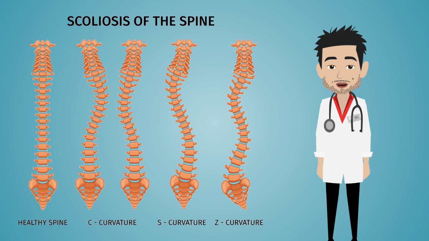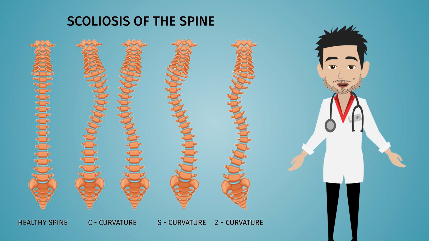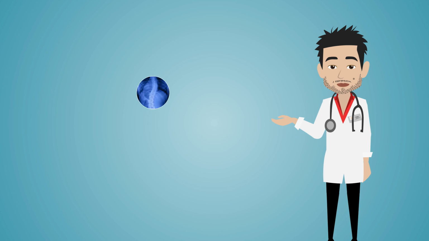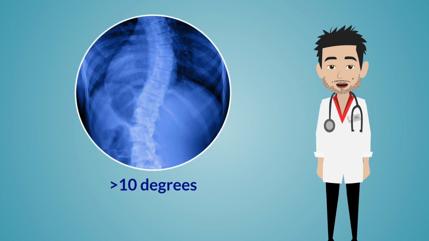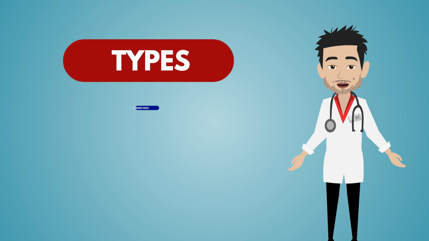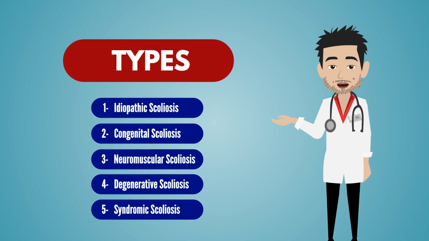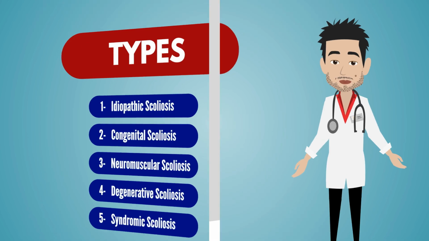Scoliosis is a condition characterized by an abnormal lateral, sideways curvature of the spine. It is typically diagnosed when the curvature measures greater than 10 degrees on an X-ray. The condition is categorized based on its cause and the age at which it develops.